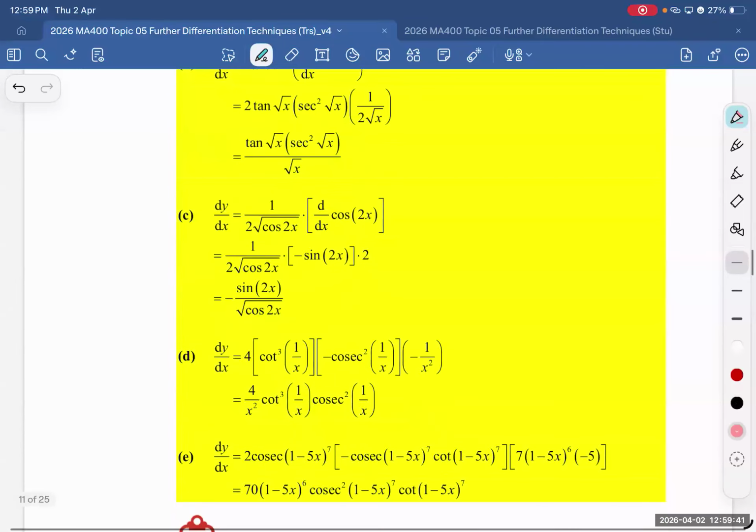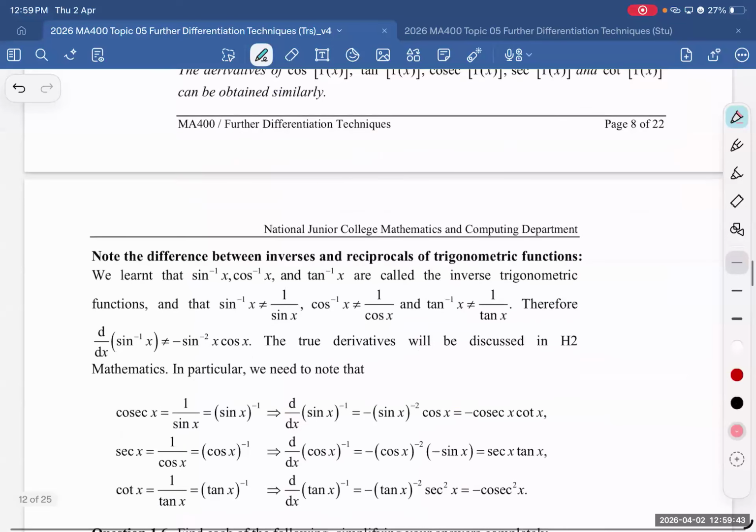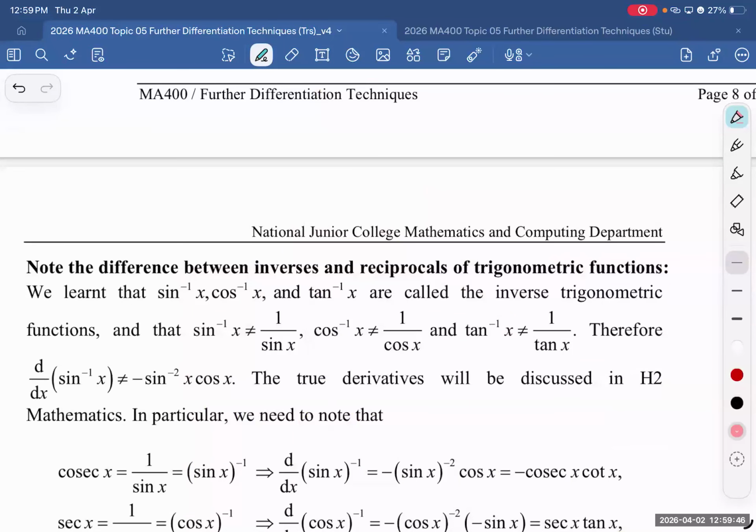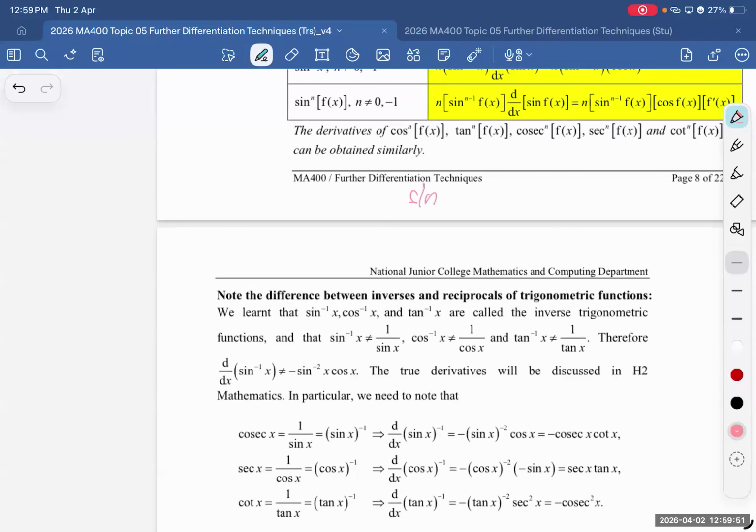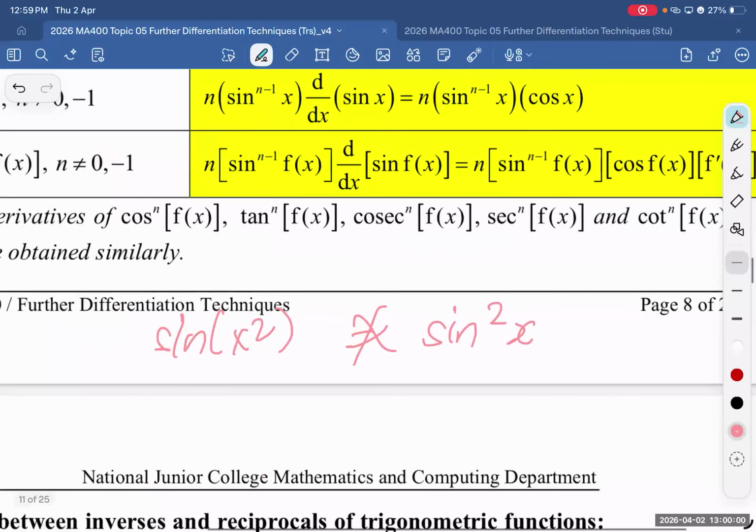Take note, inverse and reciprocal are different. Sine inverse is not the same as 1 over sine. Similarly, when you put a power, there's a difference between sine of x squared and sine square x. It's precisely because mathematicians want to avoid confusing these two. So when it's an entire power, they put the square over here instead of here. Make sure you know whether it's sine of x squared or sine x and the whole thing squared.